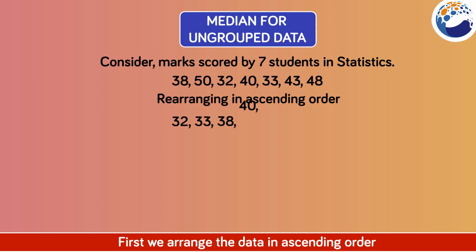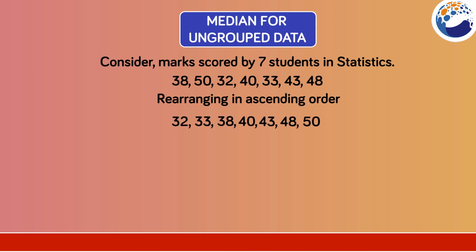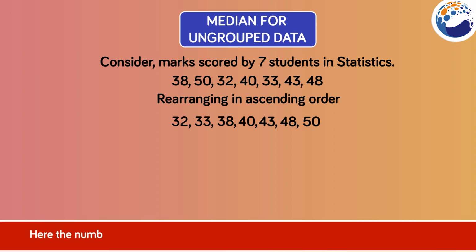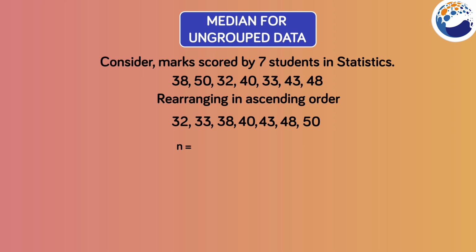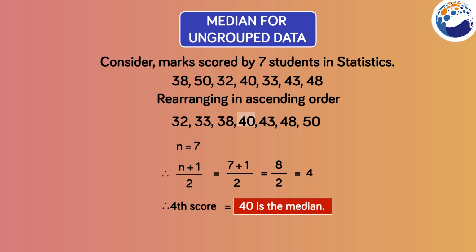Therefore, rearranging in ascending order, we get. Here the number of scores is odd, that is 7, and then (n plus 1) upon 2th score is the median of the data. Here n is equal to 7. Therefore, (n plus 1) by 2 is equal to (7 plus 1) by 2 implies 8 by 2, which is 4. Therefore, the 4th score, which is equal to 40, is the median.